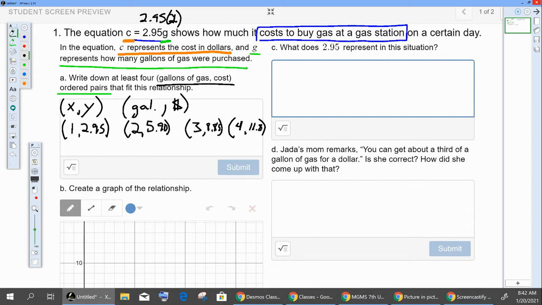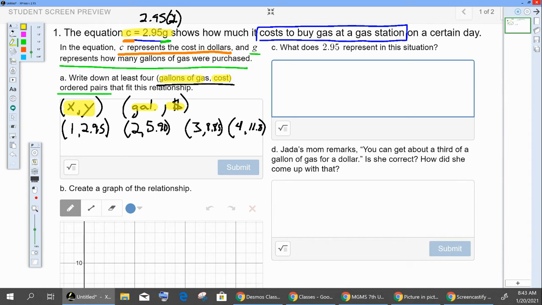Notice I'm talking about X and Y for ordered pairs, right? But see, the equation doesn't show X and Y in here. It shows C and G, which gets confusing, I recognize. So I tried to relate it here because it says gallons of gas, cost. That's the same thing here. So it's all related. The G and the C are the same as gallons and cost.